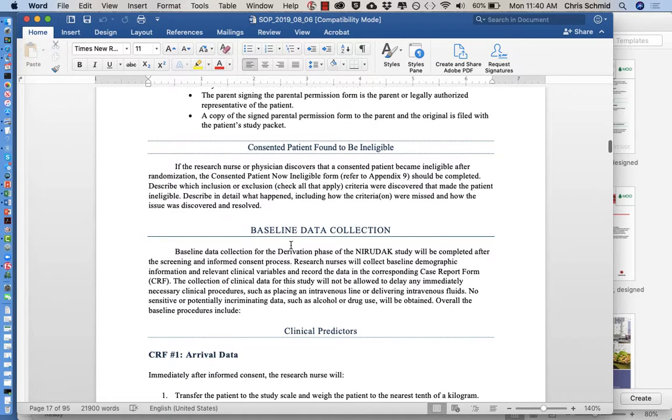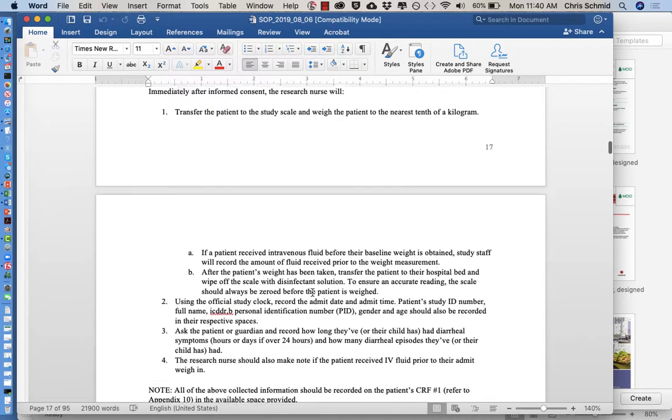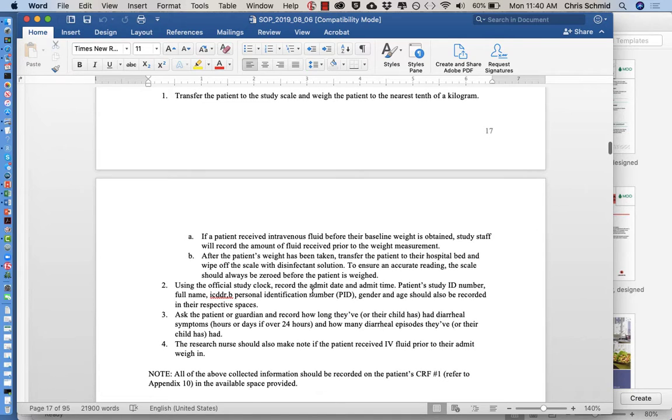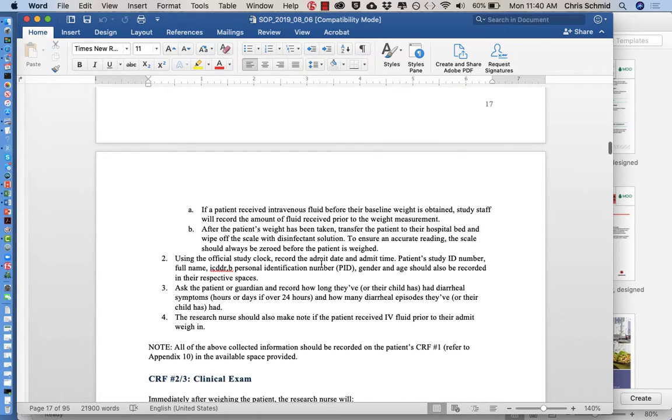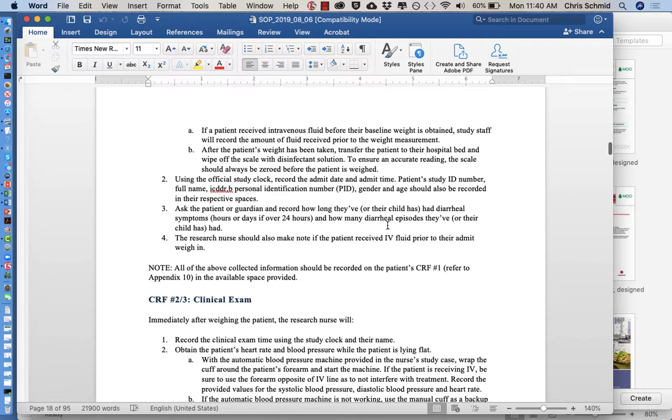Okay, then we have the baseline data collection. So immediately after informed consent, the research nurse will transfer the patient to the study scale, weigh the patient to the nearest tenth of a kilogram. If they received IV fluid before their baseline weight, they will record the amount of fluid received and so forth. Then they record the date and the time, their ID number, their full name. Then they ask them a few questions like how long have they had symptoms and how many episodes they've had.